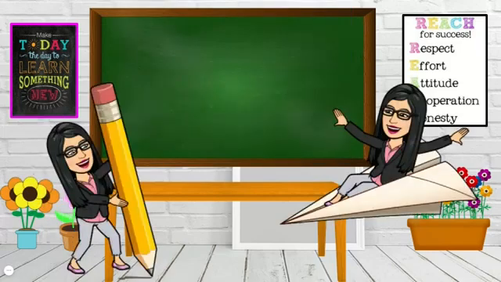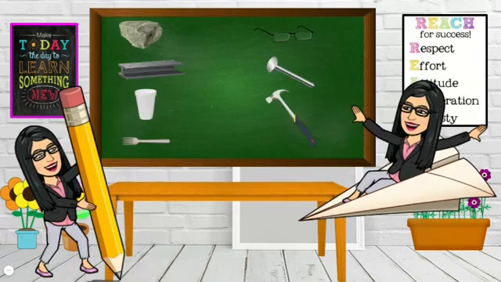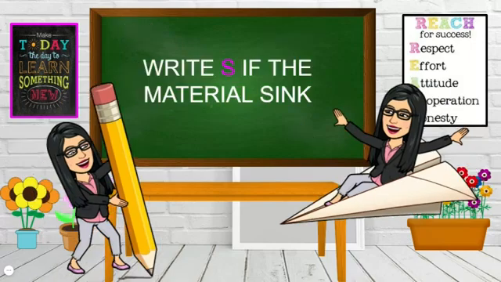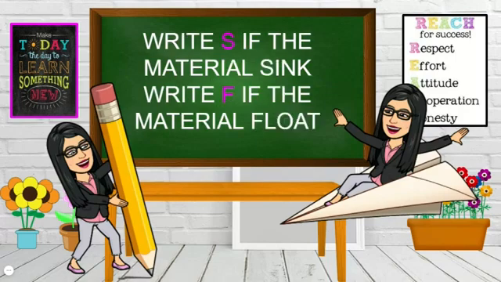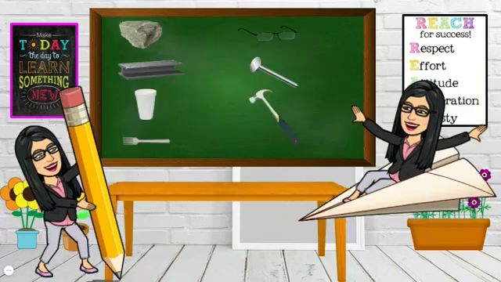Classify the materials according to whether they float or sink. On your paper, you are going to write S if the materials sink and write F if the materials float. Now it's time to check if you got the correct answer. Are you ready? Okay, very good.